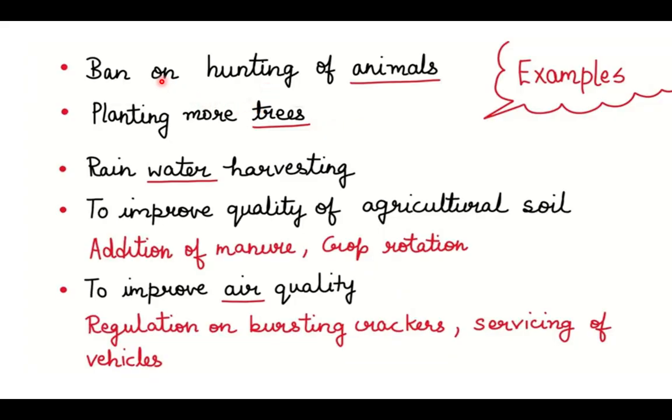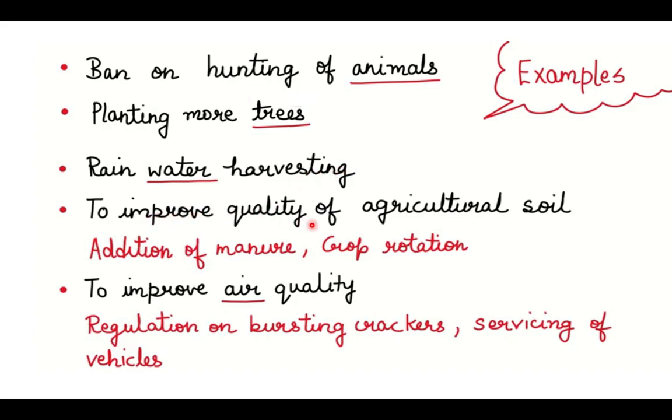How can this be done? Some of the examples: a ban on hunting animals. It means the animals should not be hunted. So proper rules or strict law should be followed against hunting animals. And then planting more trees, and rainwater harvesting can be done. Instead of wasting the rainwater, it can be saved.